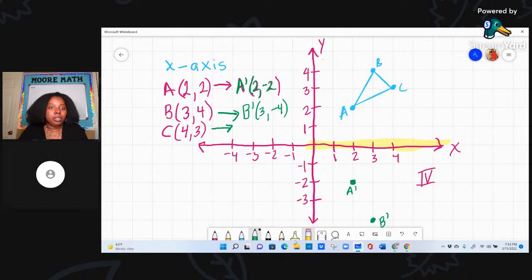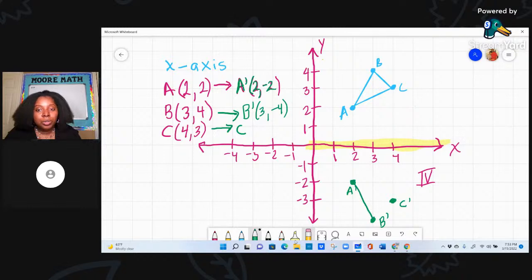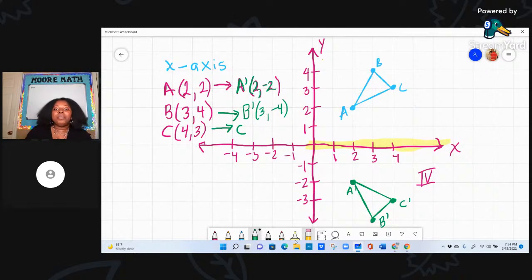Where's our new C? 4, -3. 4, -3. Okay. And how did you get that? What did you do? Go down 3 times. Yeah. Okay, so we're going to connect the dots and hope it looks like they made it look prettier. Okay, and you said 4, -3. Let me write that down.